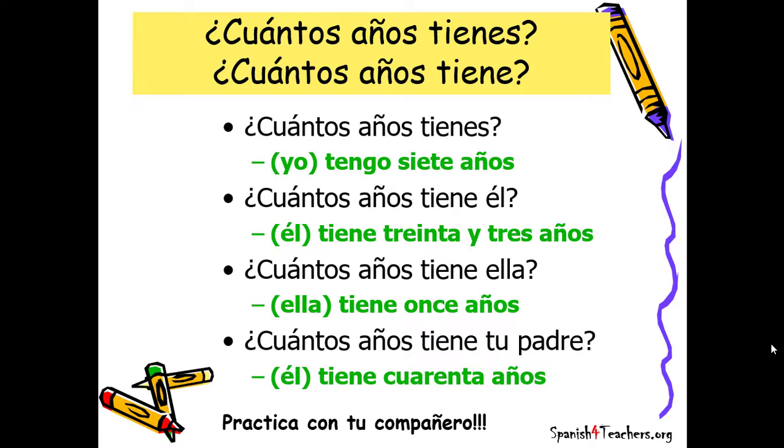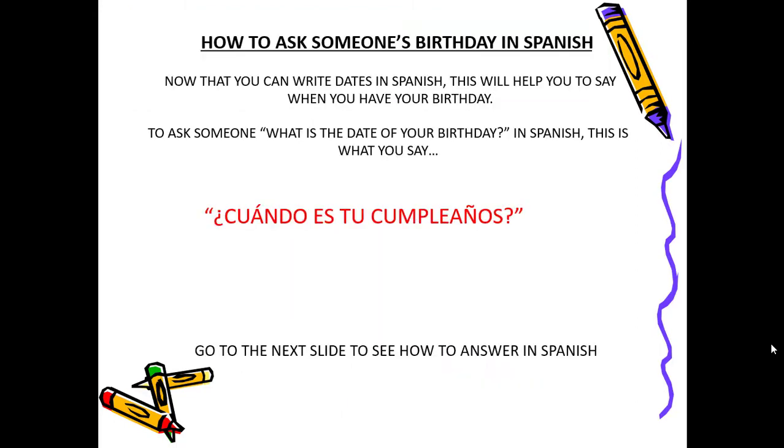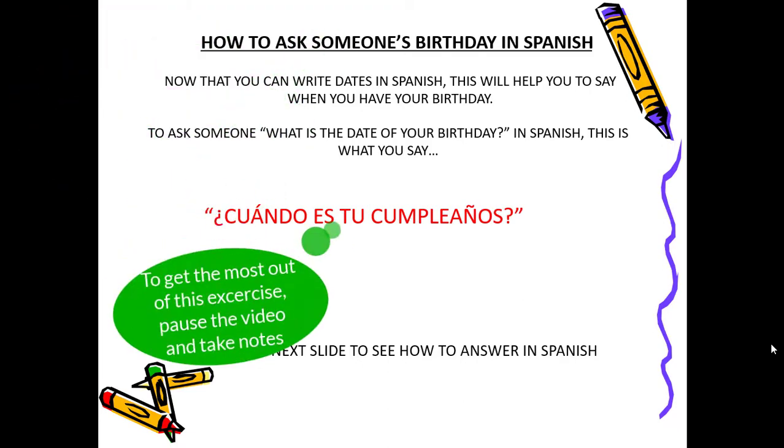Okay, now generally I'd have you practice with your partner, but we're going to do that later in a verbal activity we're going to do. Now that you can write dates in Spanish, this will help you be able to say, when is your birthday? So to ask someone what is the date of your birthday in Spanish, this is what you would say. ¿Cuándo es tu cumpleaños? When is your birthday?